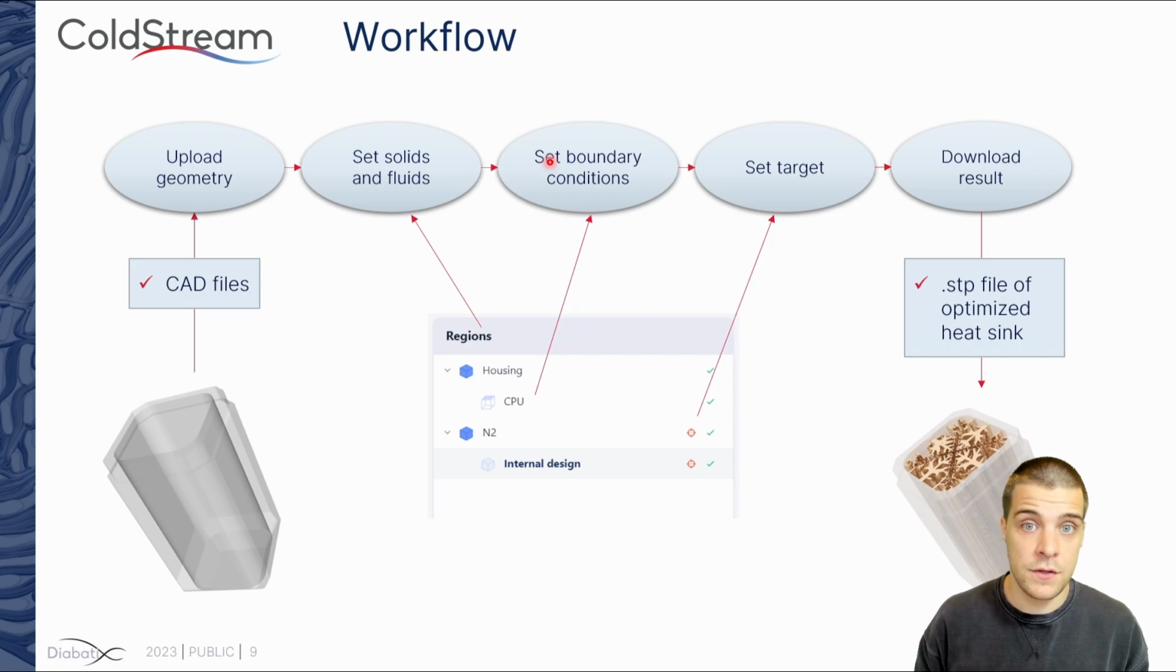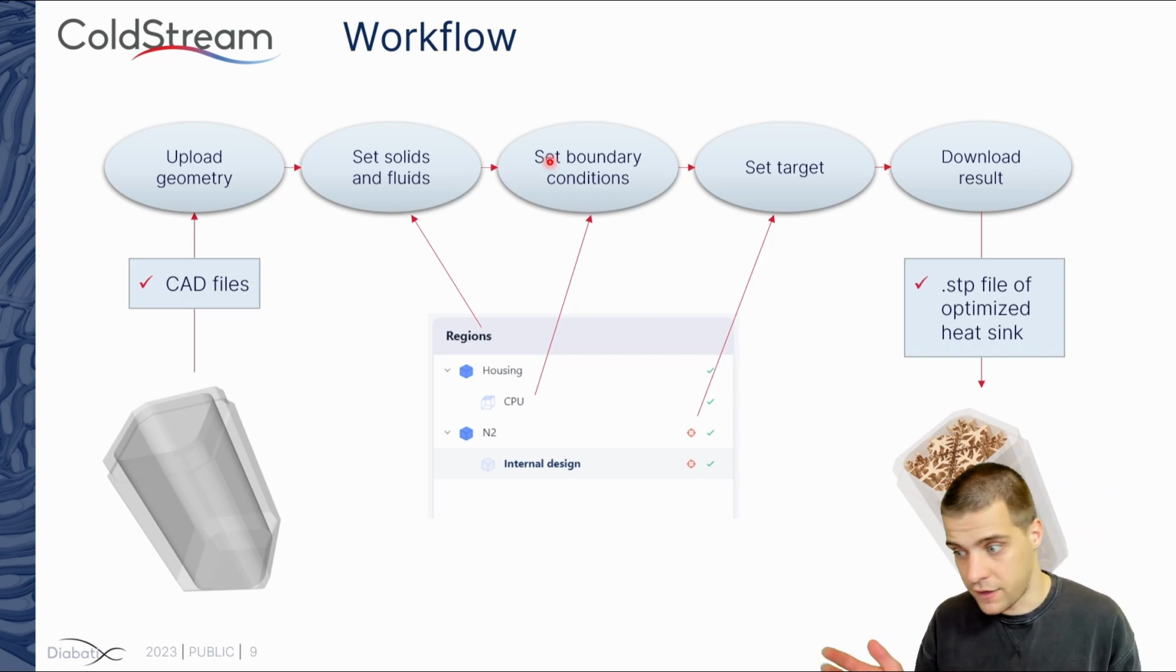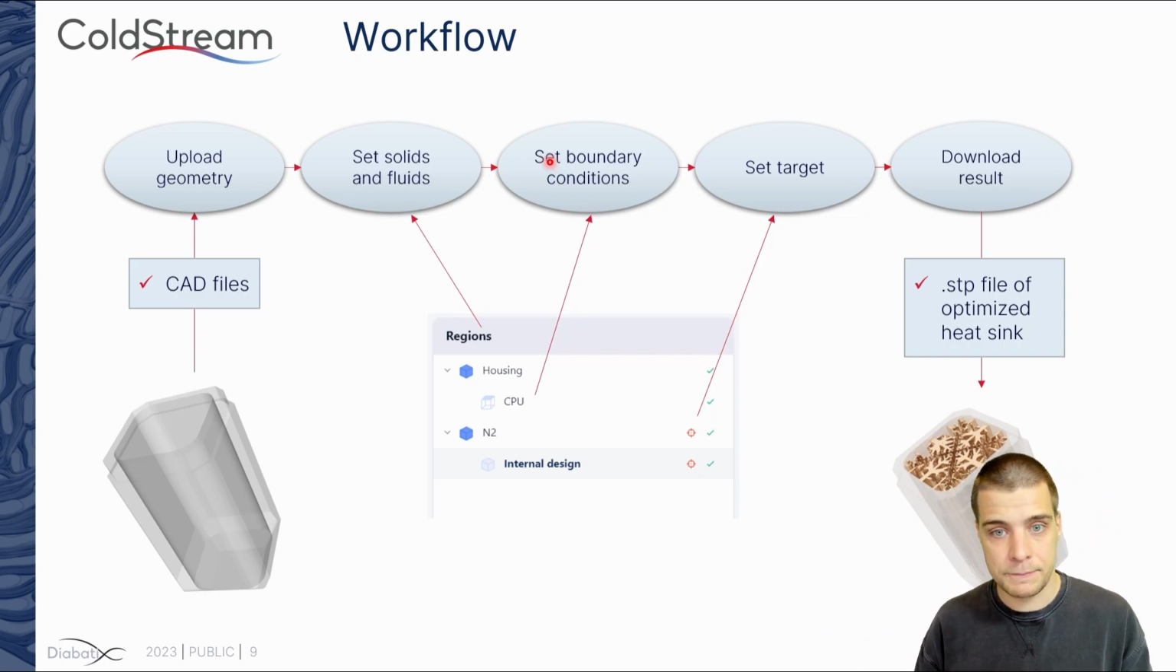Next you set the boundary conditions. Is it natural convection, forced convection? What does the heat load look like? That's something that you specify in step 3. And then step 4, that's a bit of a new one, especially compared to more conventional CFD software. You have to provide a design domain.